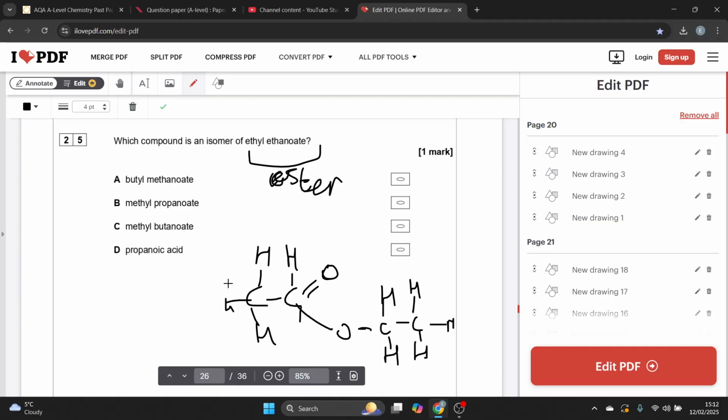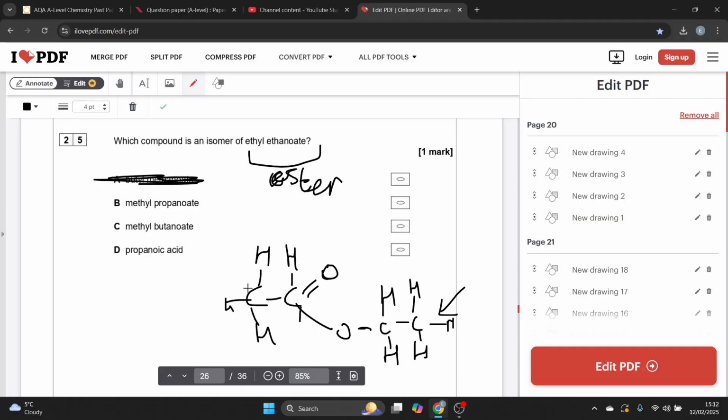Butyl methanoate. I have a butyl group here and methanoate. No, that's not an isomer. Methyl propanoate: I've got a methyl group and then propanoate. Yes. Think about butyl methanoate: I put the butyl group here, methyl ethyl propyl butyl, and then what am I going to have on the left-hand side? Nothing. So it can't be that.